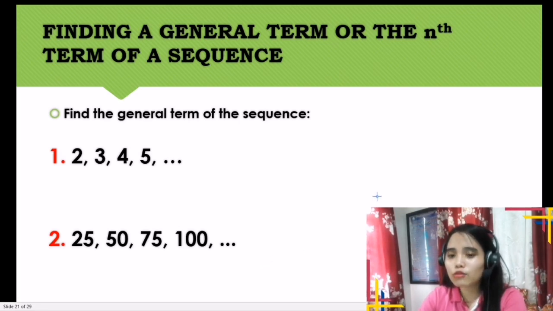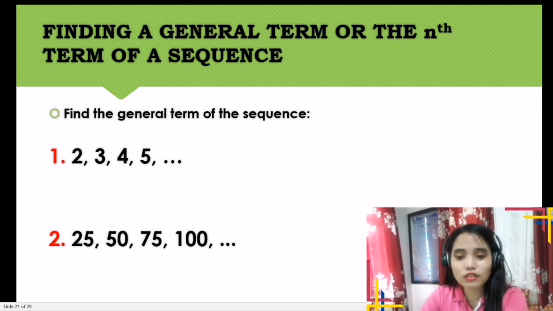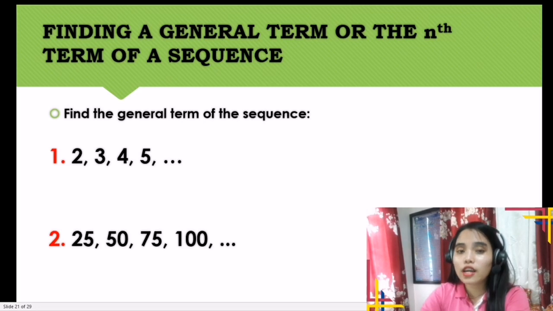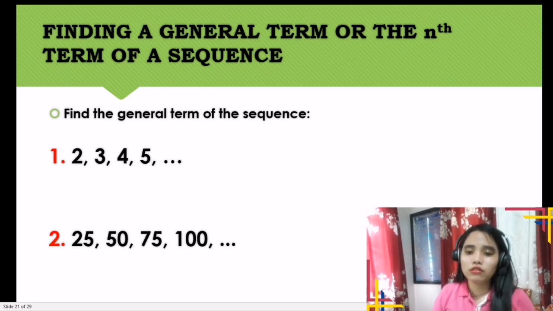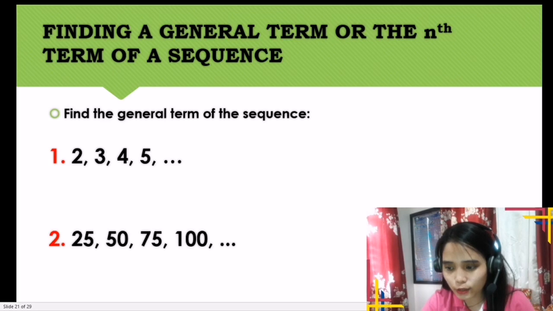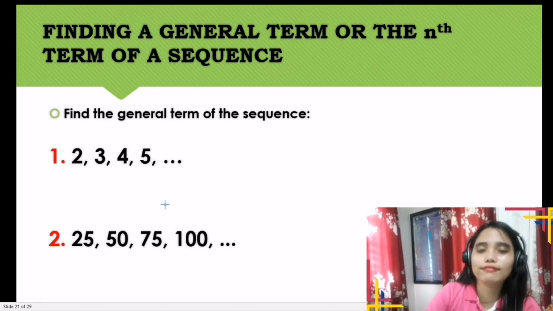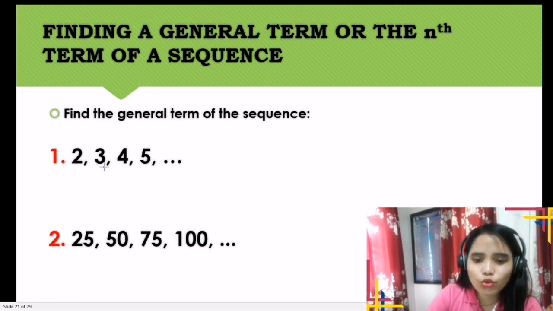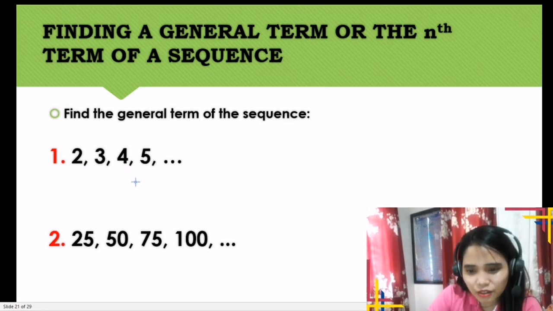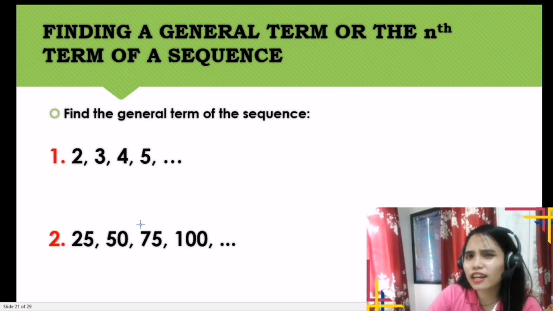I'm sure this is easy for you. Okay? So, we have this: 2, 3, 4, 5, and so on. What pattern do you see? 2, 3, 4, and 5. Very good. We just add 1. Always just add 1, right? Just 1. What could we write as its general term?